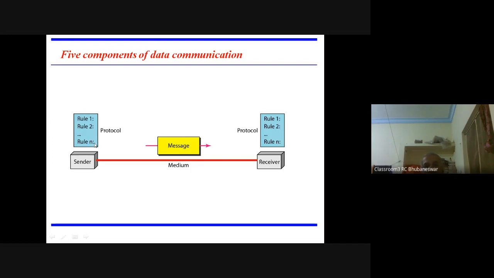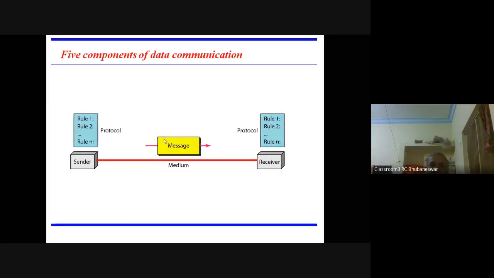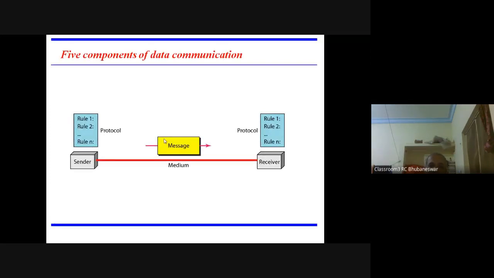Protocol is nothing but the set of rules, rule 1, rule 2, to govern data communication. Data communication is exchange of data, and to govern it, we need a set of rules. Just like when we travel on the road, we should follow some rules. In data communication also, we have to follow a set of rules. Those set of rules are known as protocol. Is it clear? There are 5 components: sender, receiver, both nodes, medium, message, and protocol.